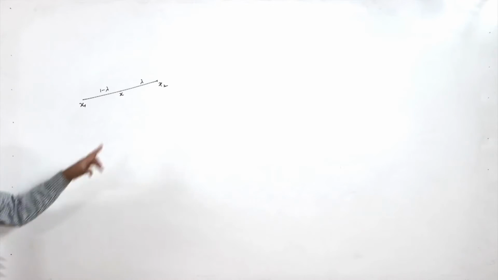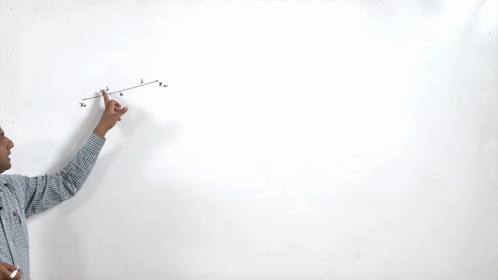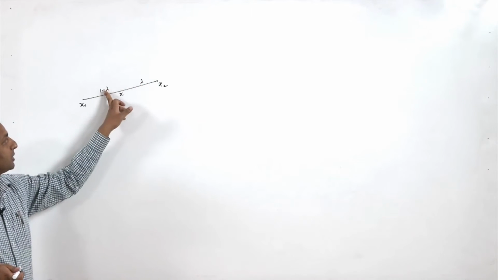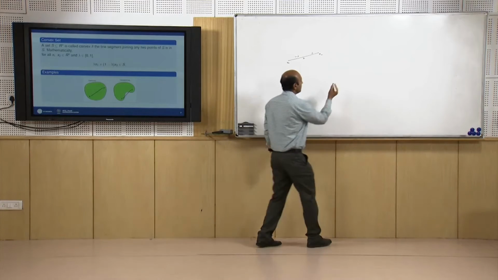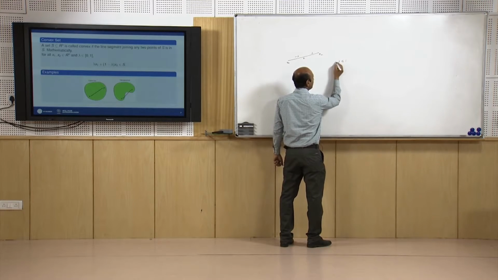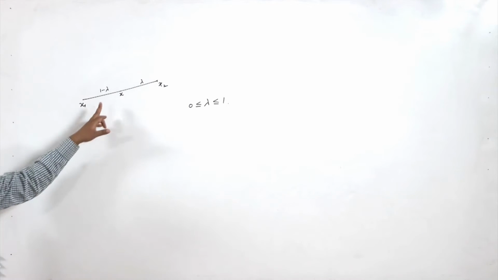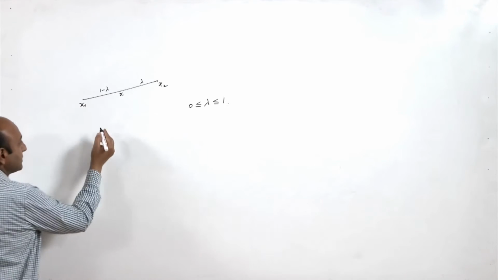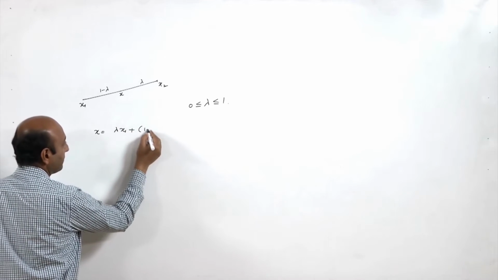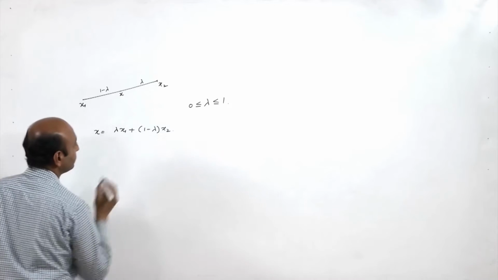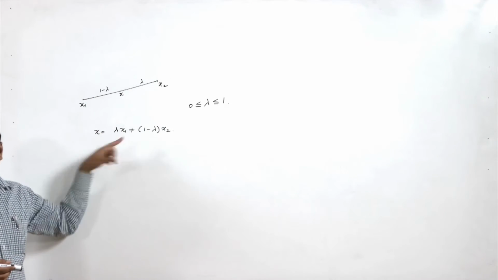Now, you want this point x in between x1 and x2. Therefore, these ratios 1 minus lambda and lambda must be non-negative. That means, lambda should lie between 0 and 1. Okay. So, now what will be x? x will be nothing but lambda x1 plus 1 minus lambda x2. It is lambda x1 plus 1 minus lambda x2. So, this will be x.